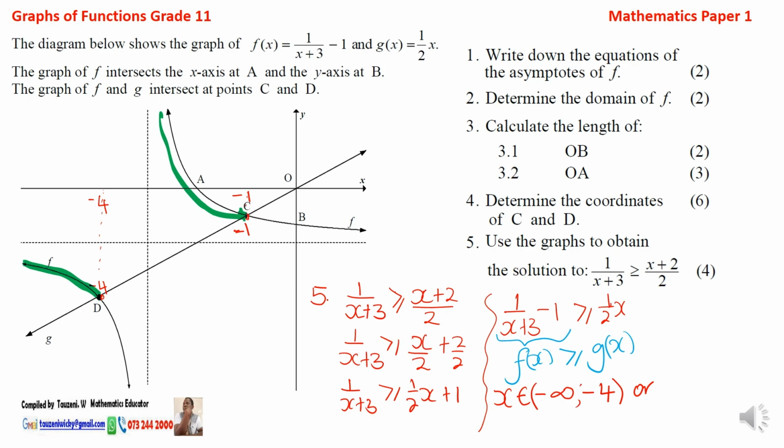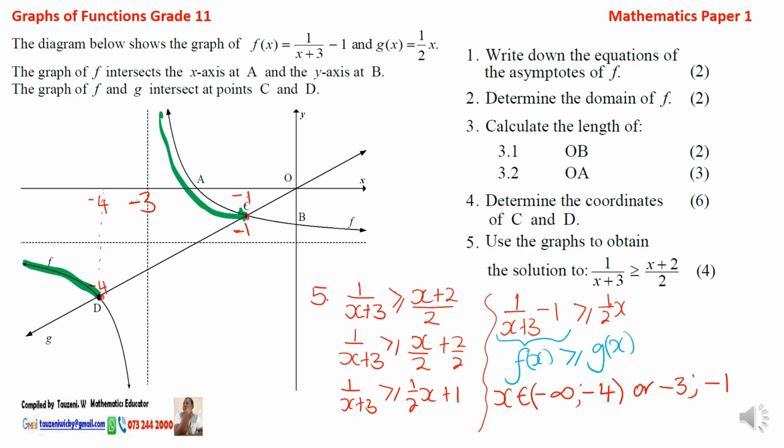The vertical asymptote has equation x is equal to -3. So that means from -3 up to the x coordinate of point C, which is -1. Between -3 and -1, the graph of f is on top, the graph of g is at the bottom. Therefore, f of x is greater than g of x. I'm going to now have -3 up to -1.